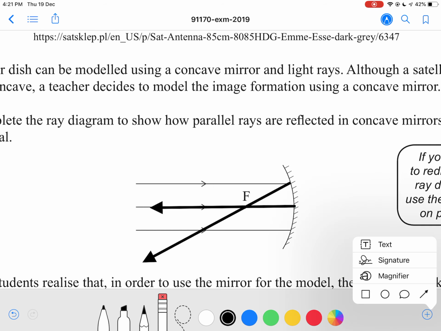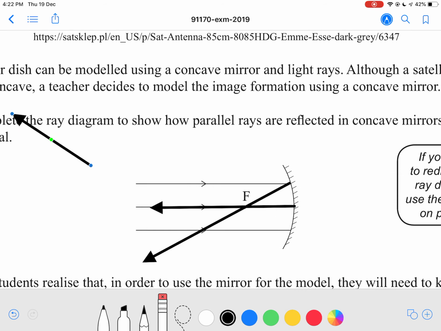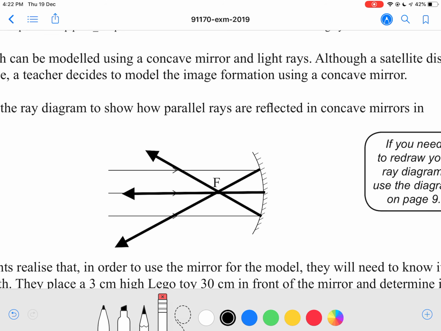And the lowermost ray should also follow the same rule. So all three rays should reflect back through the focal point. So it should look roughly like this. All three waves going through the focal point, and this should be an achieved question.